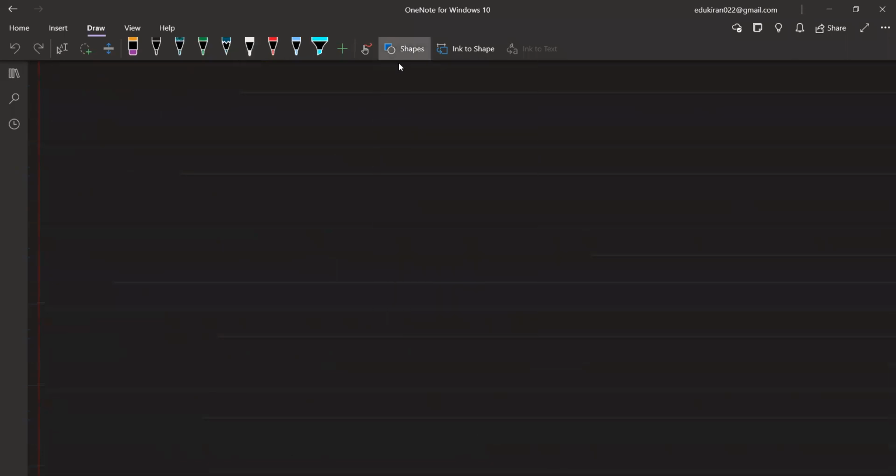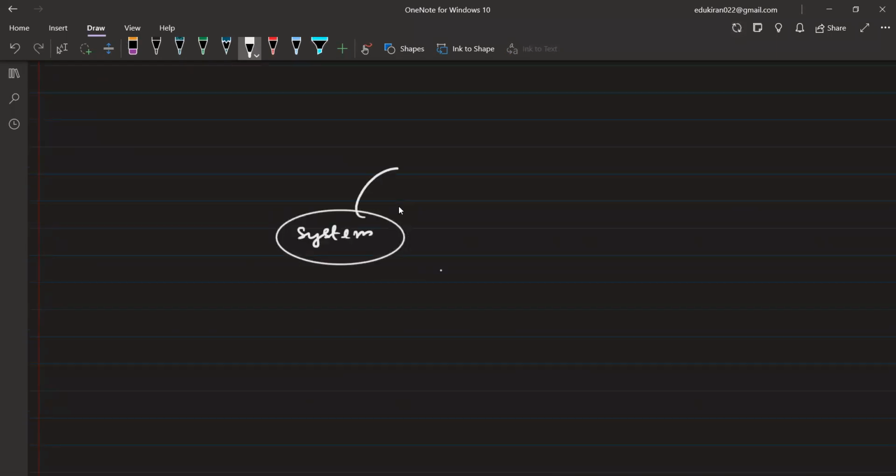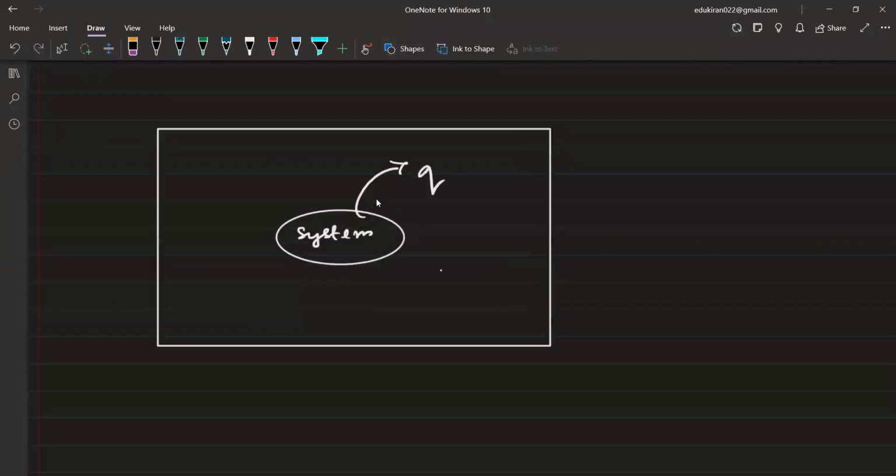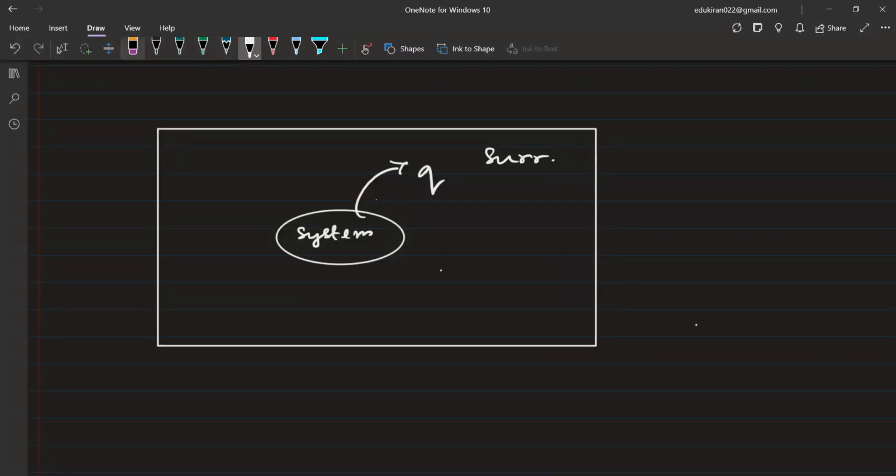Let us suppose we have a small system like this. Okay, we have a system. Now, if the system is giving out heat, and here we have the surrounding, in this case, when the system is giving out heat, the temperature of the surrounding will increase. Yes or no? Please tell me, guys. Yes, sir. Temperature of surrounding increases.